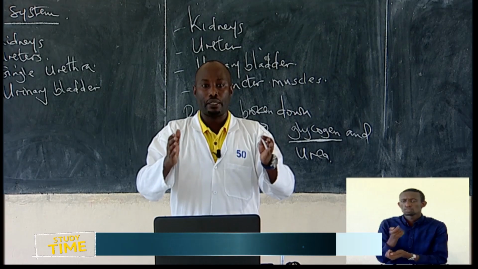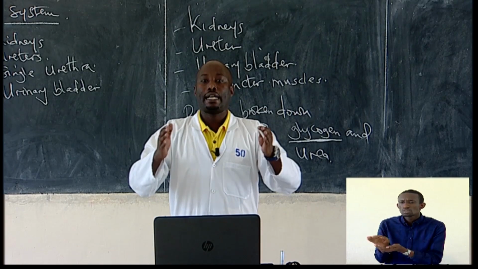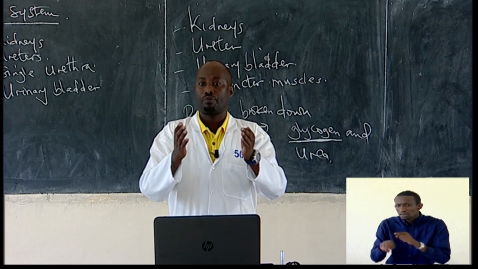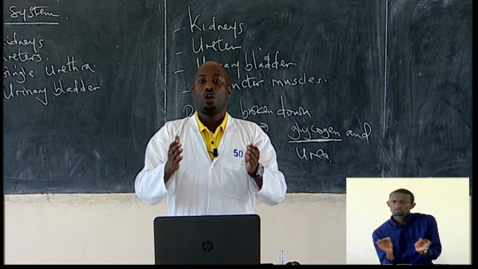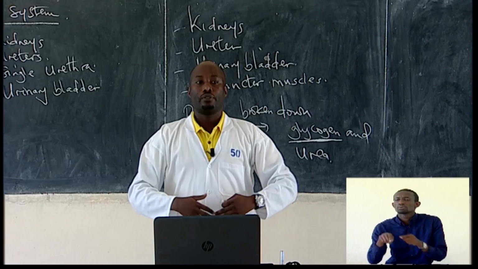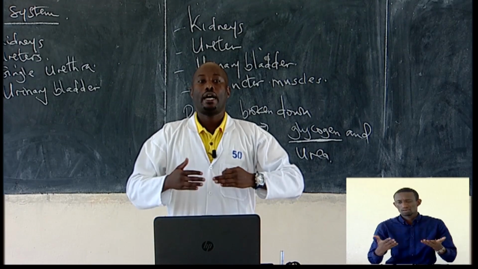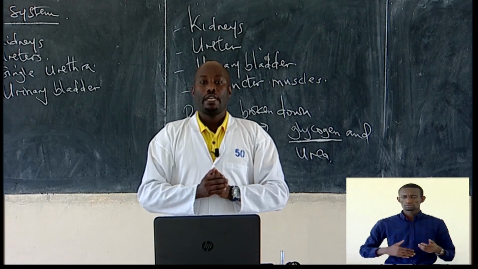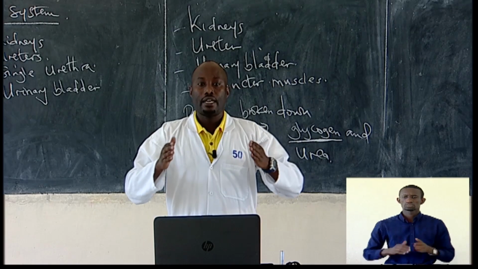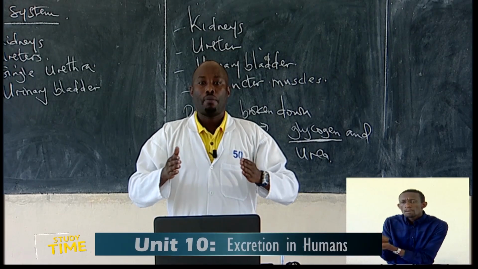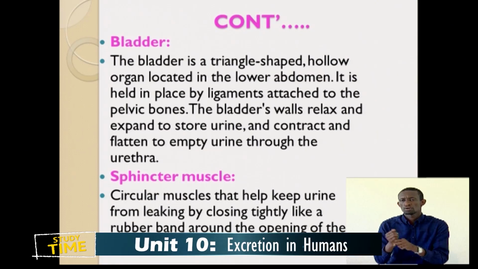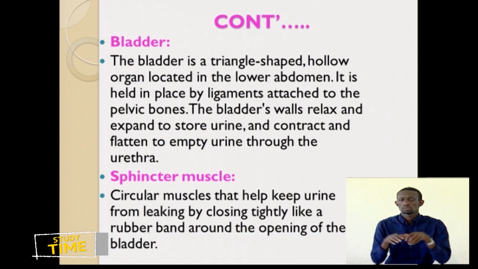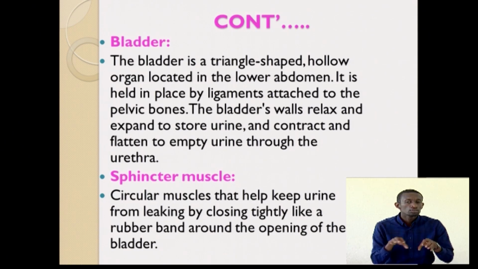It stores urine temporarily. So the bladder is a triangular-shaped, hollow organ located at the lower abdomen. In the lower abdomen, that's where the bladder is located. It is held in place by a ligament attached to the pelvic bones. There are some ligaments that connect the bladder to the pelvic bones.